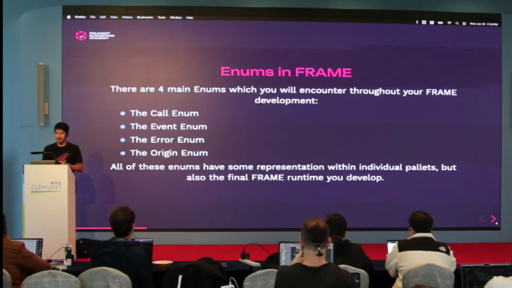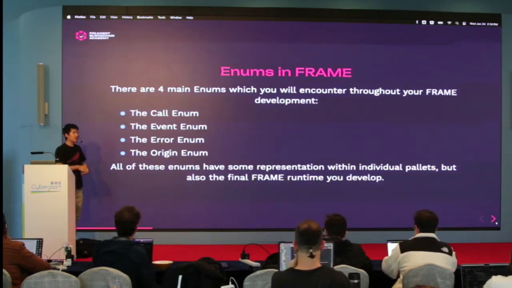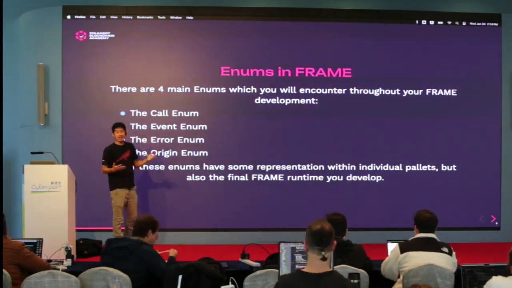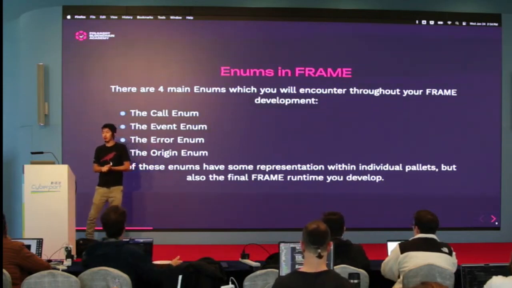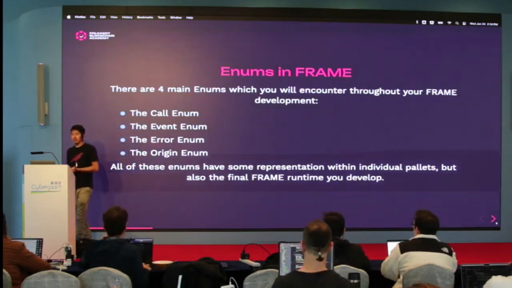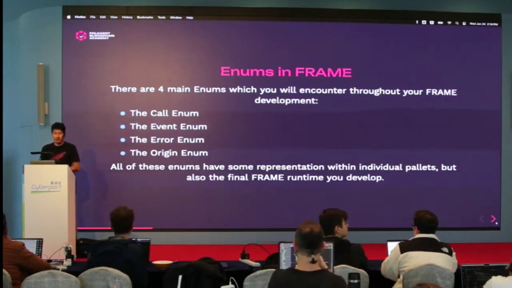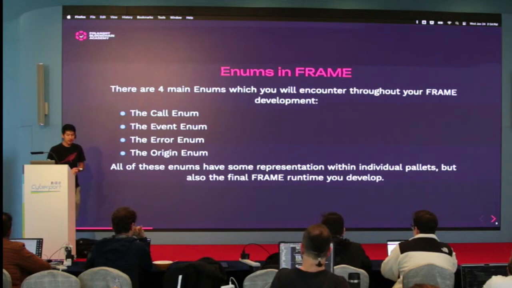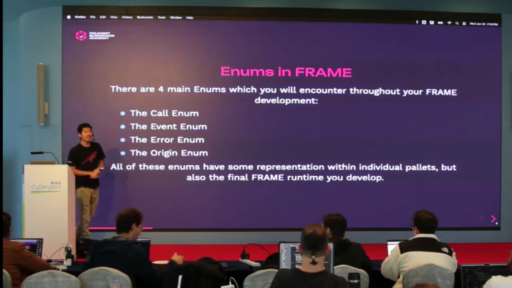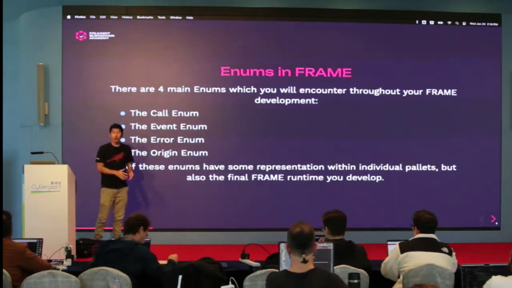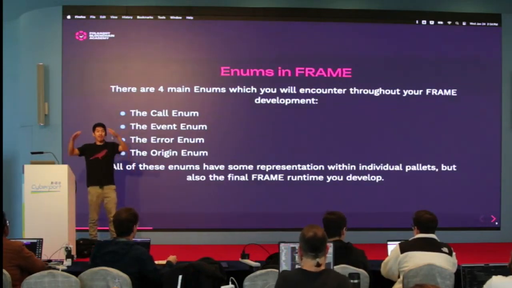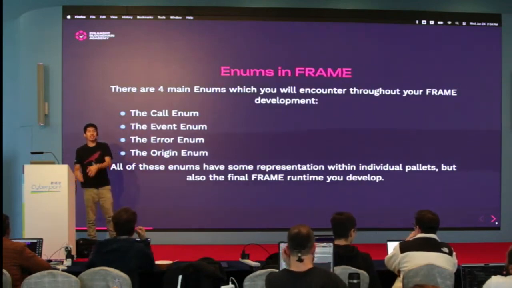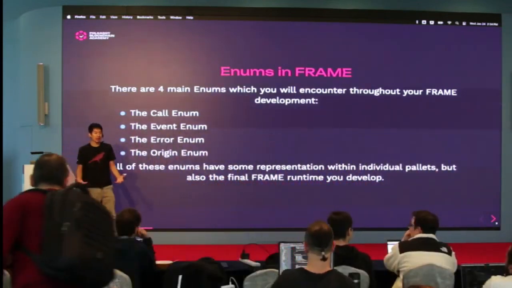What do we mean? So, as you've been learning in Frame with all the palette macros and all this kind of stuff, there's really 4 main enums which you will encounter through your Frame development. There's the call enum, the event enum, the error enum, and the origin enum. All of these enums have some representation within an individual palette, but also the final Frame runtime, the final composition of all palettes together should have some representation of this aggregate type. That's what I mean by aggregate, right?